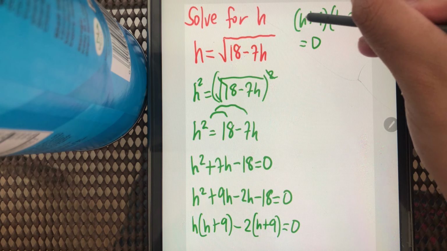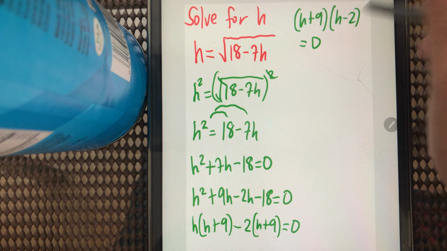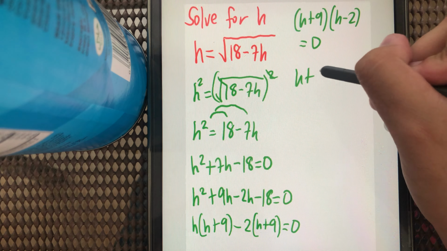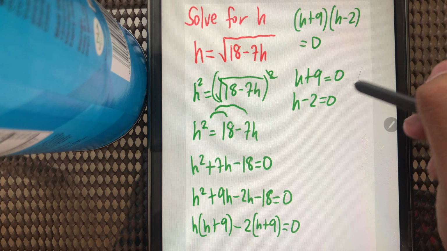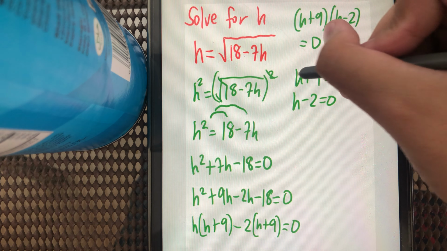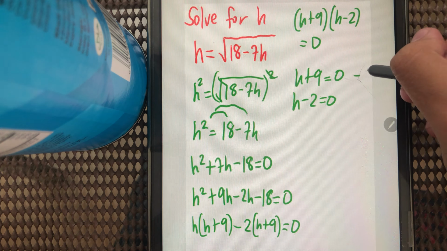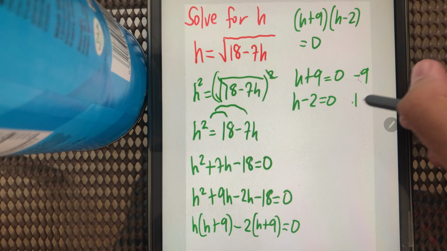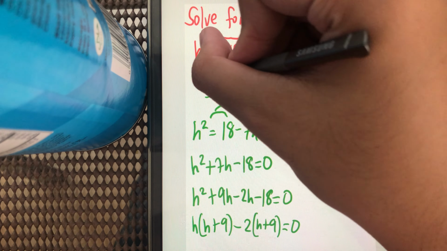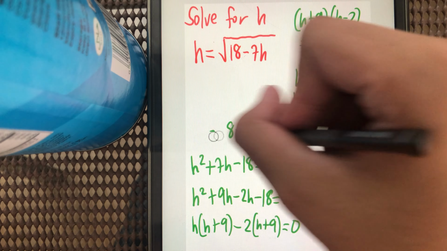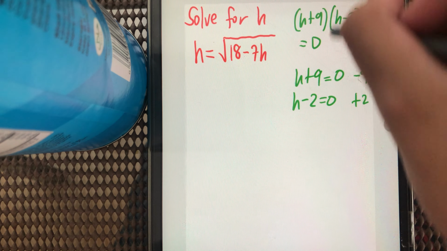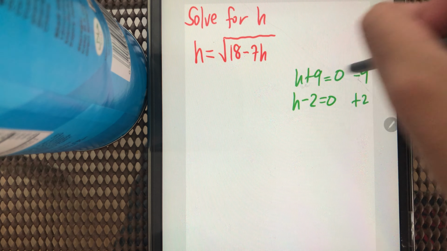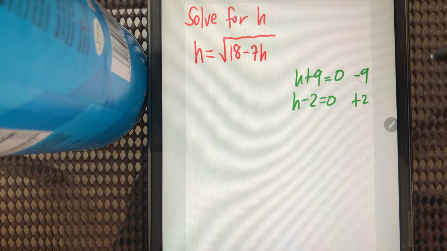Let me go ahead and equate both of these binomials to 0. h plus 9 equal to 0. h minus 2 equal to 0. Our h here is equal to minus 9 and positive 2. We still have one last step. Verify if these variables will result in a true solution.